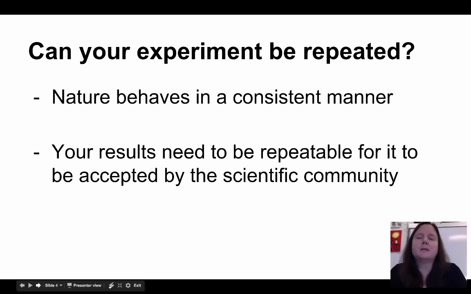One of the big things that's really important when you're doing an experiment is that it should be able to be repeated. You want other students in the class to be able to repeat your exact procedures. So your procedures need to be explicit so anyone knows exactly what it is you did. Nature behaves in a consistent manner. So if something happened, it should be able to be tested or experimented on again, unless there was some sort of fluke, which could happen as well. So your results need to be repeatable for it to be accepted by the scientific community.